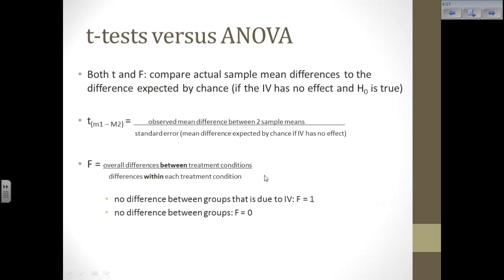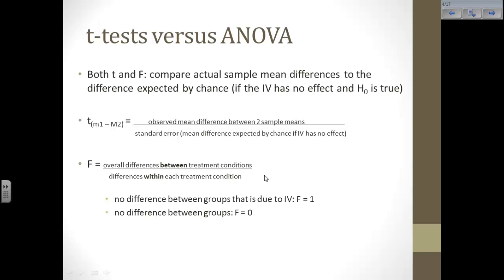So both the t-statistic and the F-statistic for the ANOVA compare the actual sample mean differences to the differences expected by chance if the independent variable has no effect, or if the null is true, saying nothing's happening. But it's important to note that the calculations differ for F versus t. So in an ANOVA, chances are you're going to have more than 2 groups. You can do an ANOVA with just 2 groups, or you could do a t-independent samples test. Either one is fine when you only have 2 groups. But when you have more than 2 groups, you want to do an ANOVA.